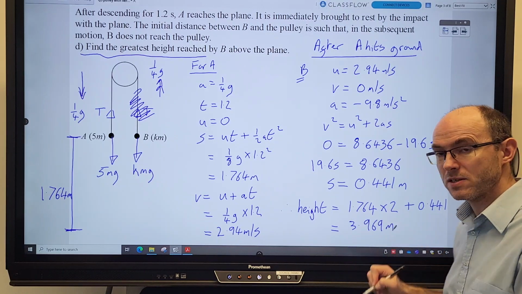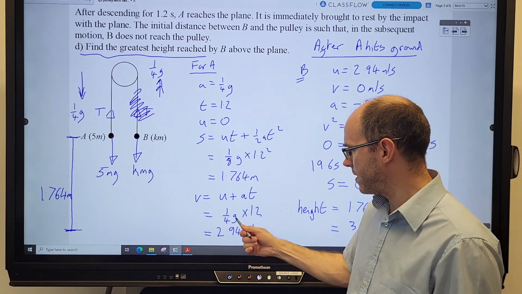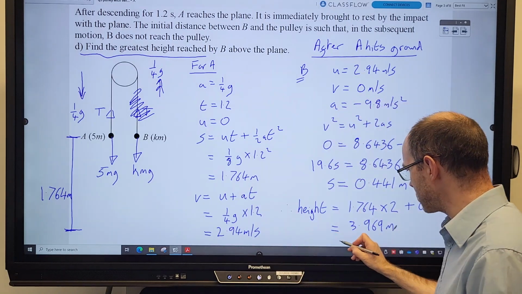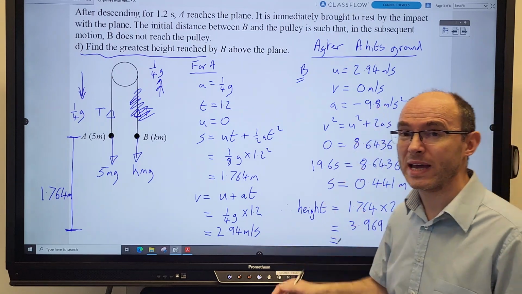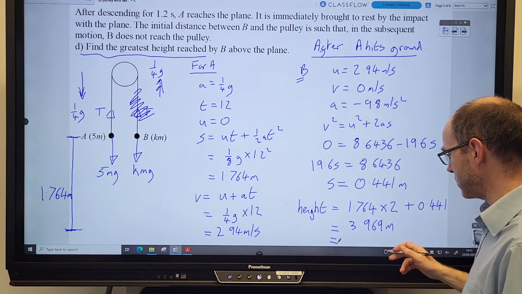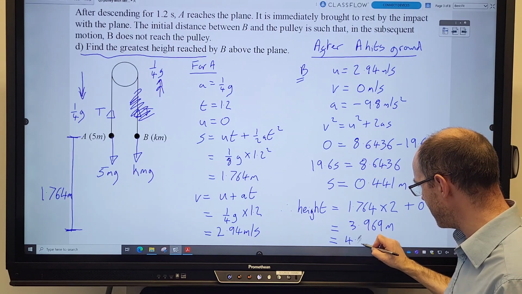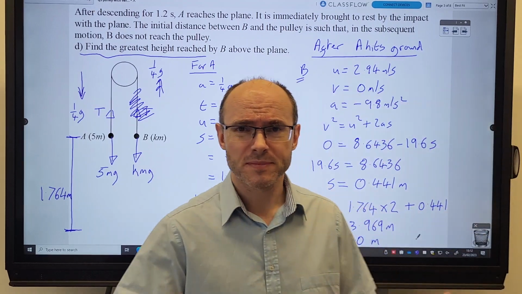3.969 meters. Not quite at the end yet, because if we're using g in our calculations and we're given a numerical value, we should really round it to two significant figures, because g is 9.8 that we're using, two significant figures. So I'm going to round that. That's going to be 4.0 meters, isn't it? It's two significant figures. There we are, that's all done.